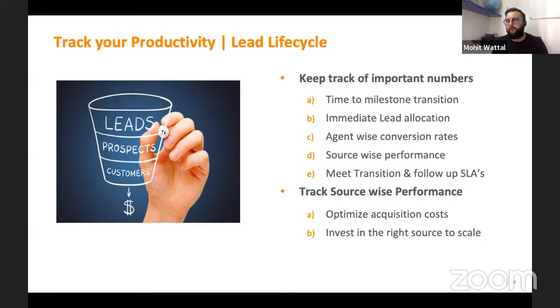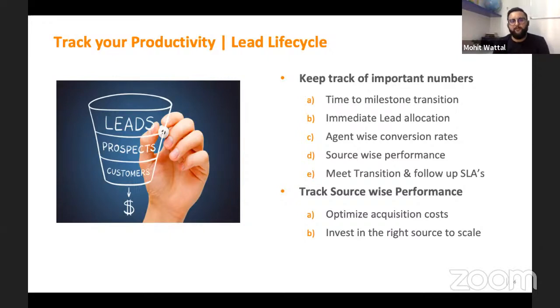Very, very critical. Acquisition costs these days for most of the businesses are skyrocketing because of competition and the Facebooks of the world and the Googles of the world, right? So there is competition, there are ads running, you have to bid higher. Every digital lead, the cost over a period of last 5 years has increased exponentially. What happens if I'm investing in the wrong source?